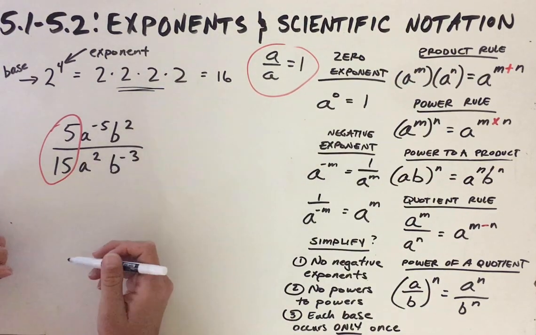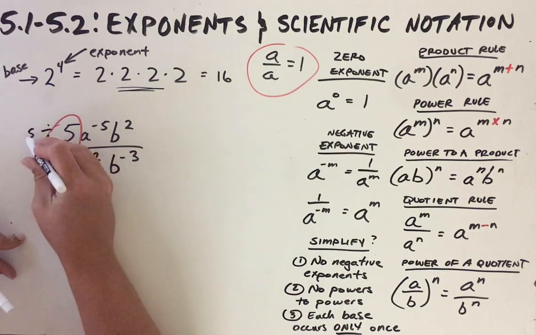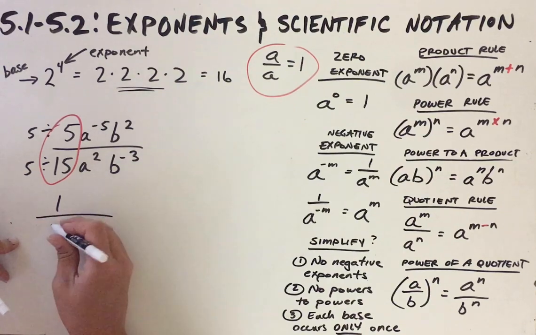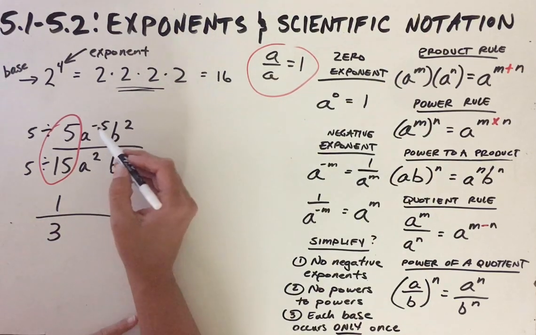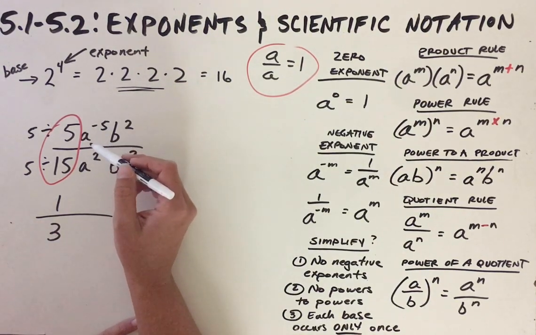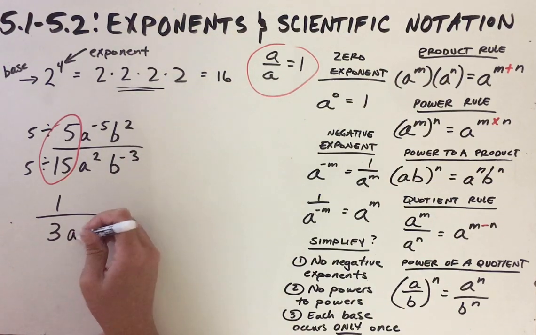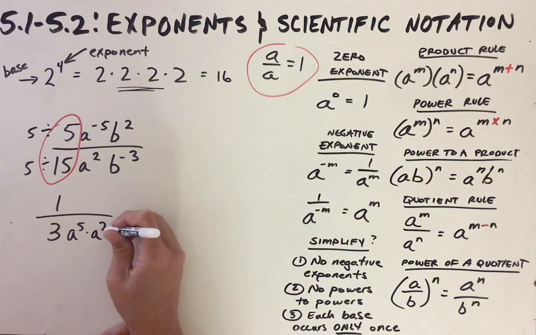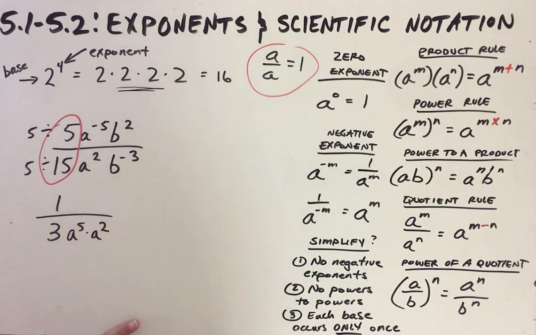So 5 and 15 both have 5 in common. If I divide a 5 out of both of them, then I'm going to get 1 over 3. Right now, this a to the negative 5 is being bad. So to make it positive, I'm going to have to put it downstairs. But this a squared is already down there. It's going to stay down there.